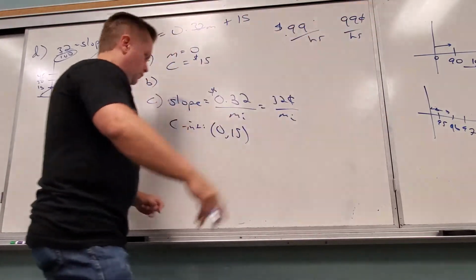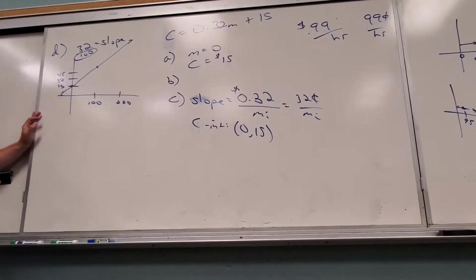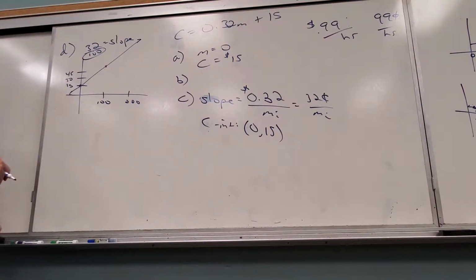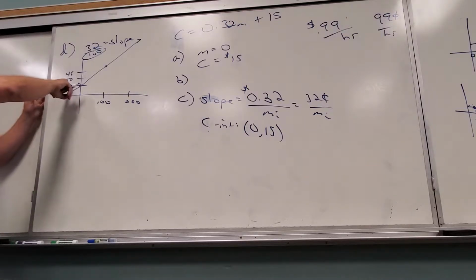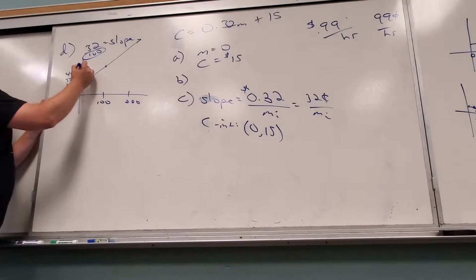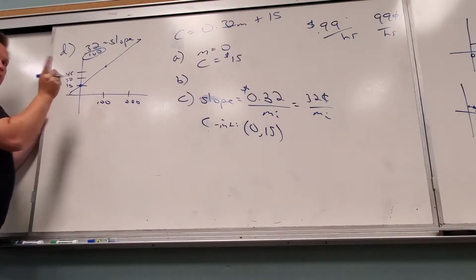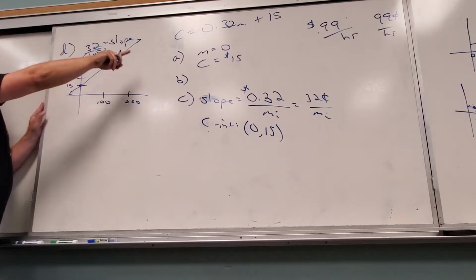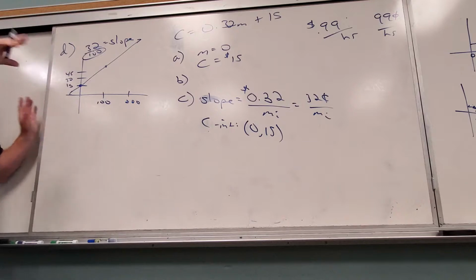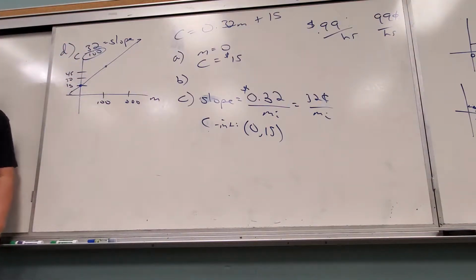Now, I have a question over there. Yes. 32 over 100, but you went up to 47. Why? If I go up 32, what's 15 plus 32? Because I'm starting at 15. I'm not starting at 0. Why am I starting at 15? Because that's the y-intercept, or in this case, the cost intercept. So this would be cost, and this would be miles.